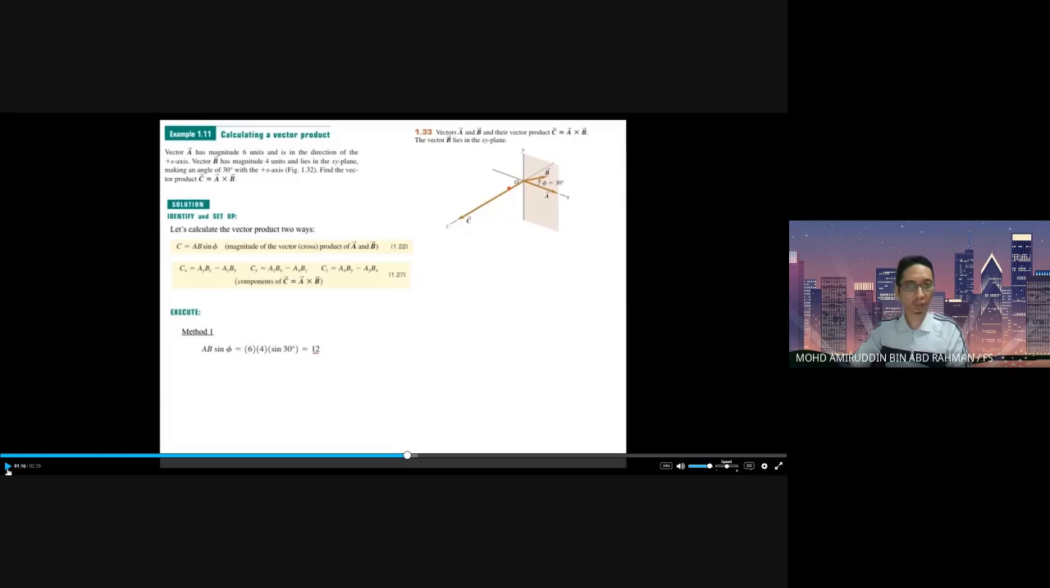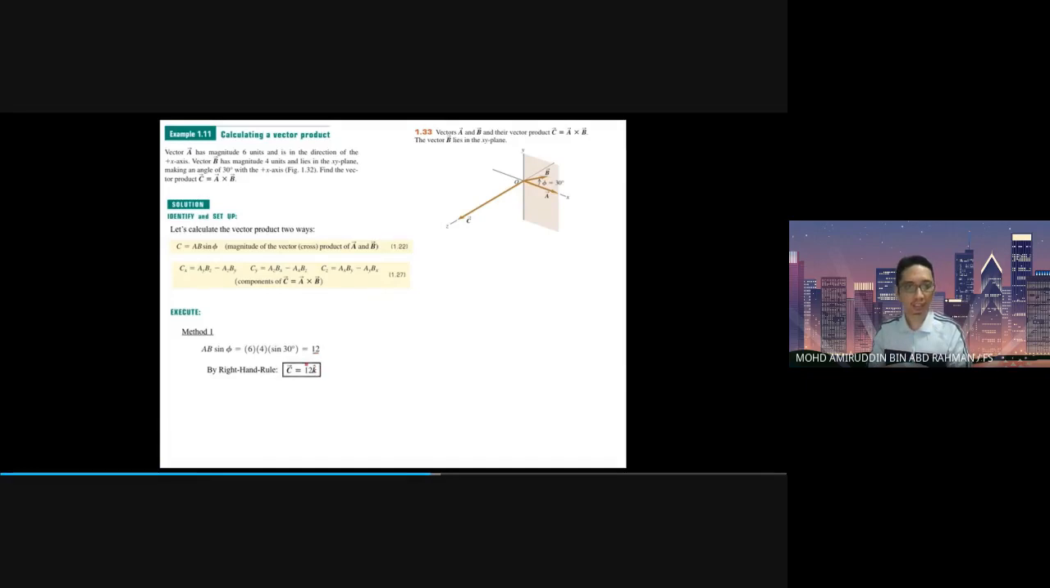As he said, the C is pointing out along the z-axis. To find the magnitude of C, you use AB sine phi. So let's see further. Using this right-hand rule, I can write out C formally in unit vector notation, which is 12 units in the k-hat direction.